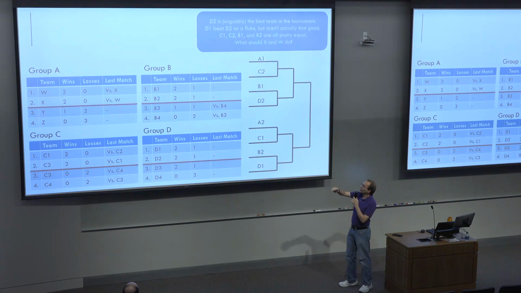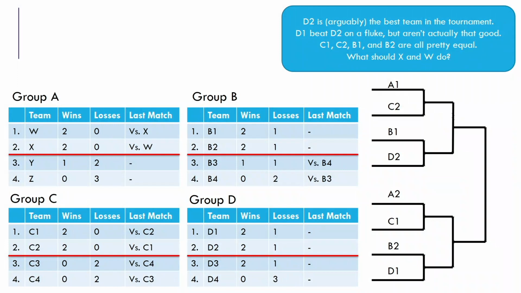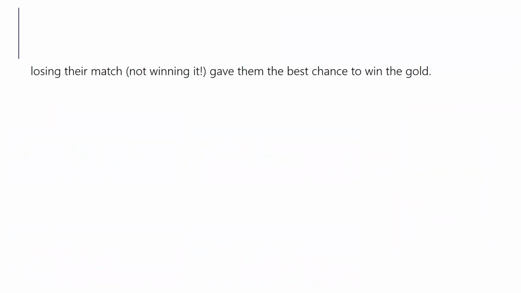And so W and X looked at this bracket, they looked at where D2 is going to end up, and they said, well, I don't want to play D2 for as long as possible, and given a choice of A2 way down here, or A1 a little bit closer to D2, I want to be further away. And so they said, I would rather be A2, and to do that, I want to lose the match. All right, so losing their match, not winning it, gave them the best chance of winning the gold medal. Or at least it was supposed to.